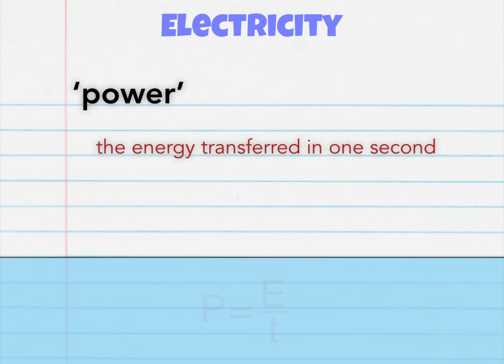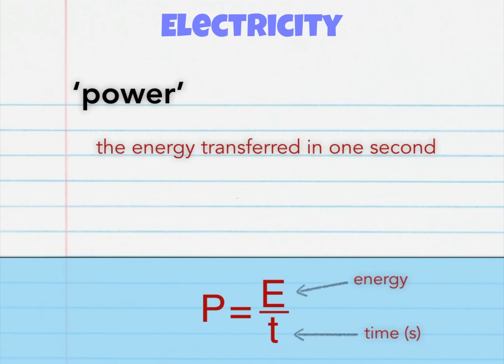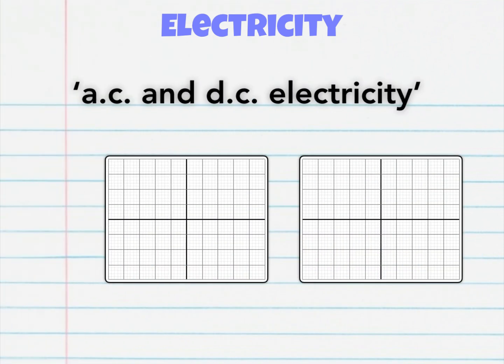And this is the equation which helps you to work it out. Power P is equal to energy E divided by time T. That's it for the electricity definitions. I told you this video would be short. So all we have left is to identify which of the following oscilloscope traces is AC and which is DC.